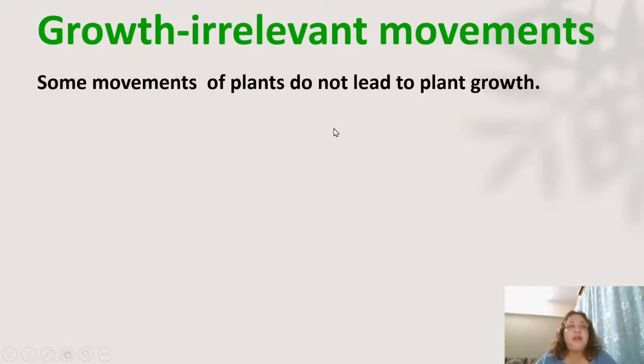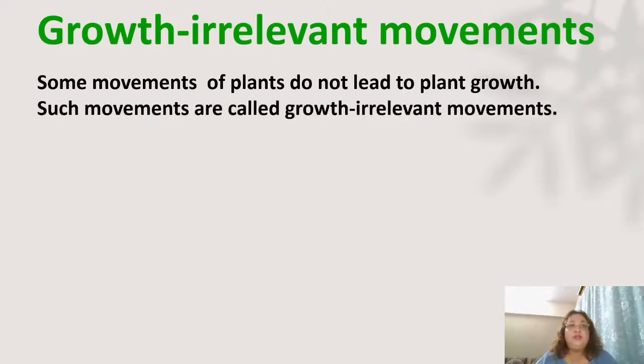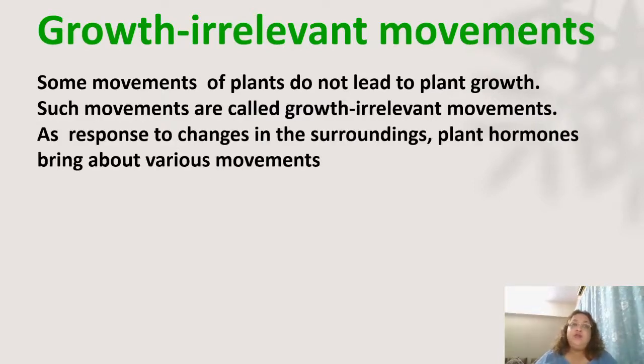Some movements of plants do not lead to growth. Such movements are called growth irrelevant movements, meaning the plant does not move only because it's growing. It can also move in response to changes in the surroundings. And there are plant hormones which bring about the movements in these plants.